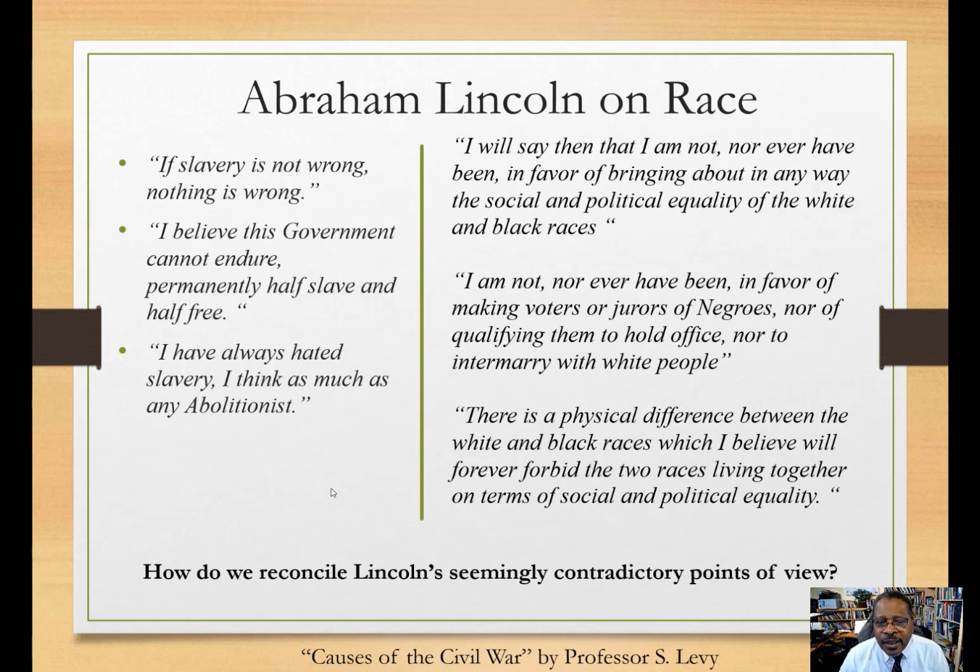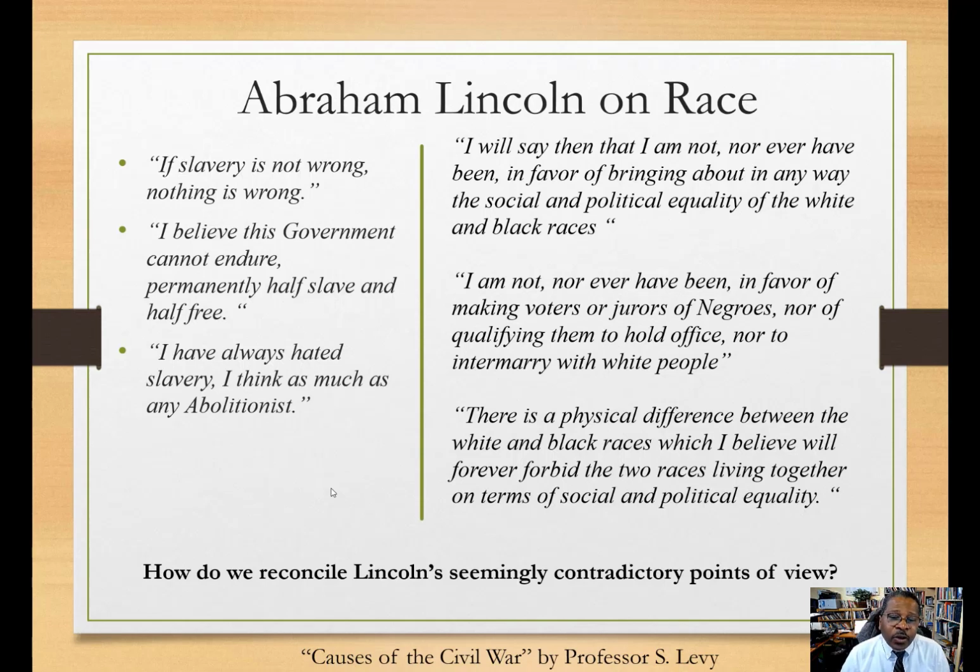Yet he also said things like, on the right, I will say then that I am not, nor ever have been, in favor of bringing about in any way the social and political equality of the white and black races. Again, not in favor of the equality of black and white people.